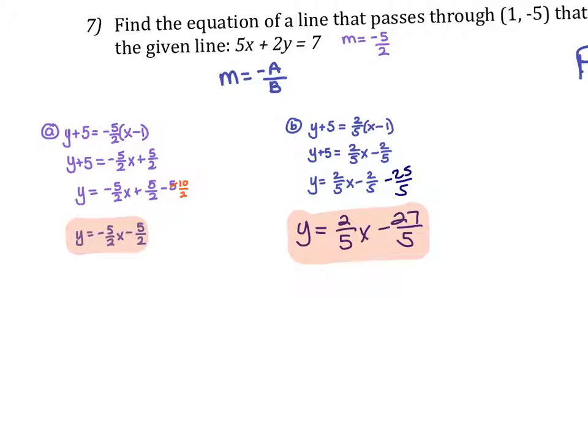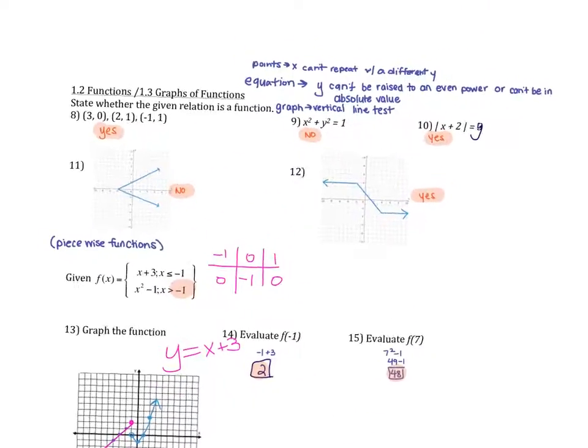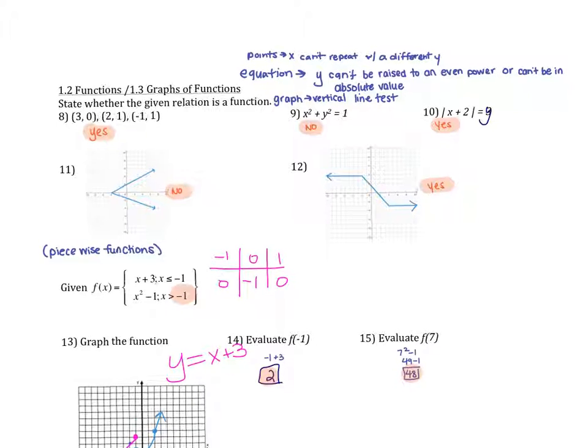And then 7, y equals -5/2 x minus 5/2, and y equals 2/5 x minus 27/5. Okay, functions. So 8 is yes, 9 is no. 10, that 3 should have been a y, kind of a trick question without it, so change that 3 to be a y. And then that's a yes. 11 is no, fails the vertical line test. 12 is yes.